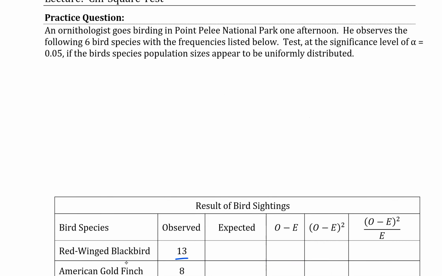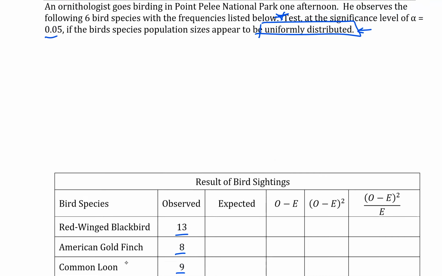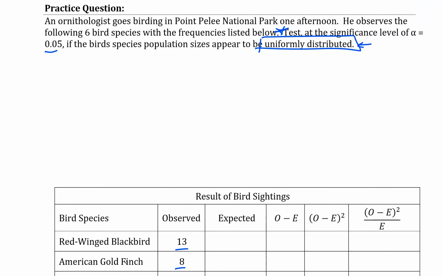And we would like to test at the significance level 5% if the bird species population sizes appear to be uniformly distributed. So are we equally likely to see a red-winged blackbird, equally likely to see American goldfinch, equally likely to see a common loon, etc., etc. So again, we're running a chi-square distribution because we're looking at counts versus what we expect to see.